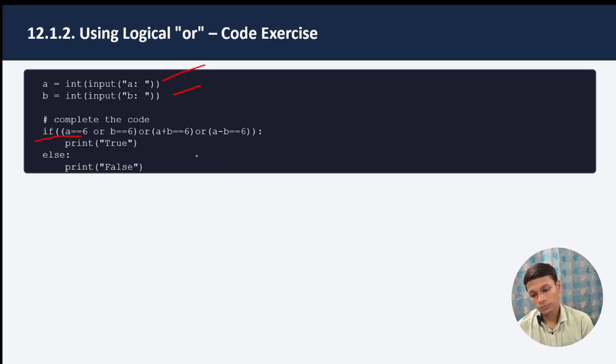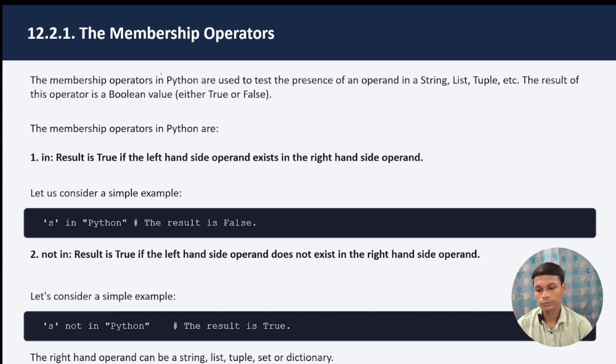So if a equal to 6 or b equal to 6, if any condition becomes true, or if addition and subtraction, any case where 6 comes, then the result is true, else the result is false.